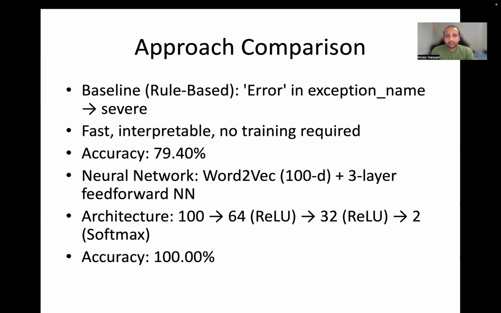The approach we used versus the baseline, which is rule-based, is essentially hard-coded if-else statements on the exception name, with severe and non-severe outcomes. It is very fast, interpretable, no training required. Accuracy is around 79.4%.